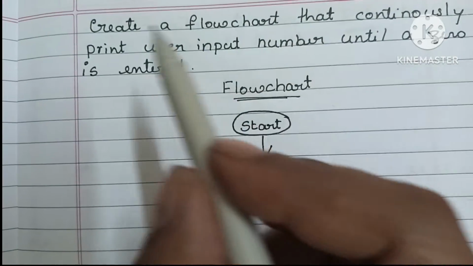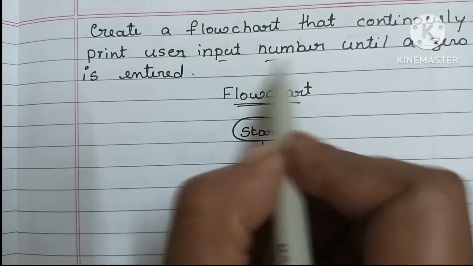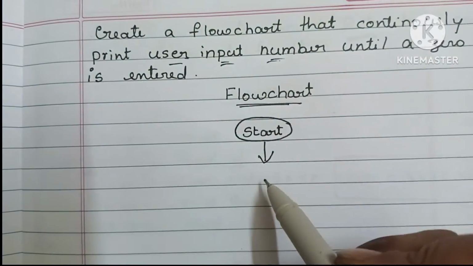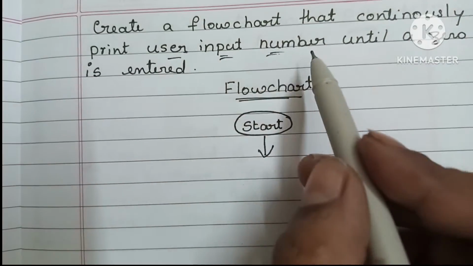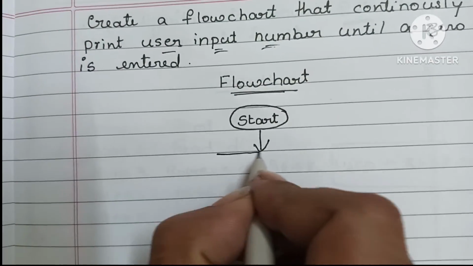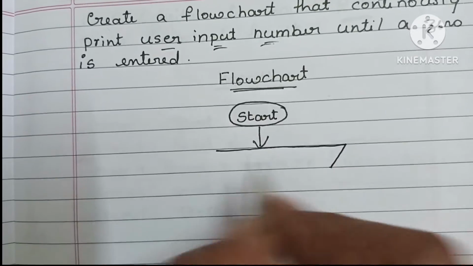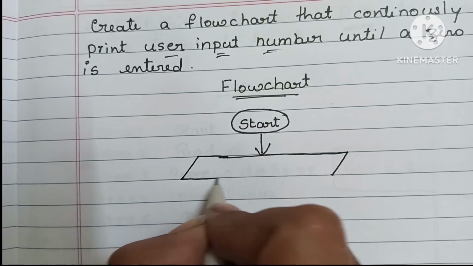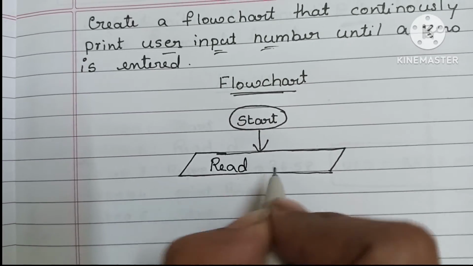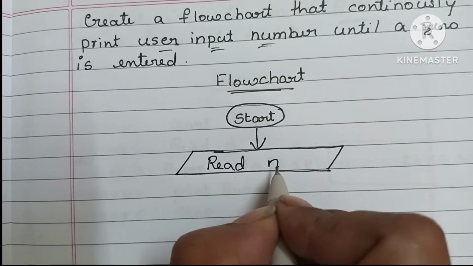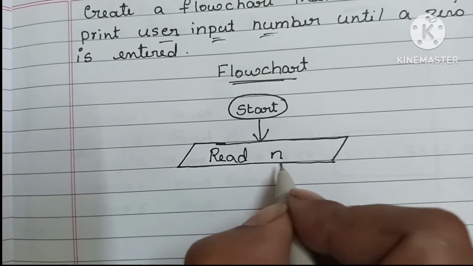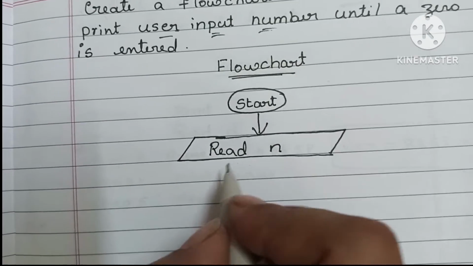Next, here we have to print user input numbers. So in the next step we have to read a number, an input value. Input is always written within a parallelogram shape. So we have to draw a parallelogram shape, and within that we have to read a number. Consider variable n represents the user input number. Okay, n is the user input number.